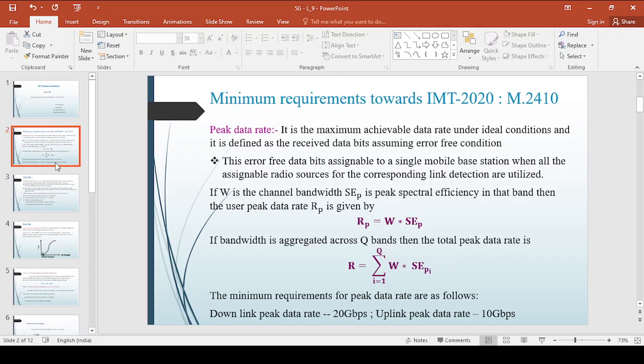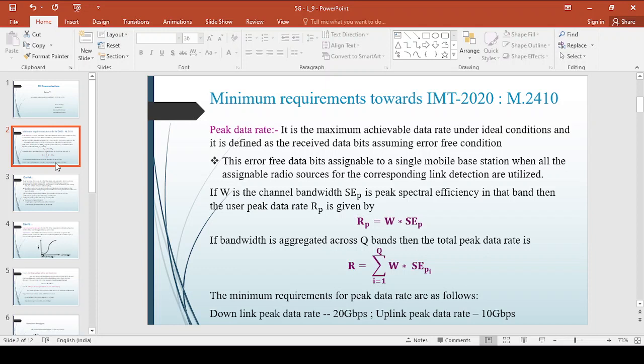Now what is peak data rate? It is nothing but the maximum achievable data rate under ideal condition, and it is defined as the received data bits assuming error free condition. That means the transmitter is transmitting the data and the receiver is receiving the data without any error, right? The maximum achievable data rate under ideal conditions is nothing but the peak data rate.